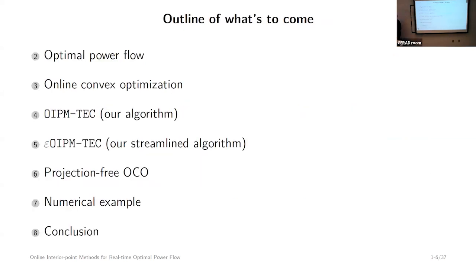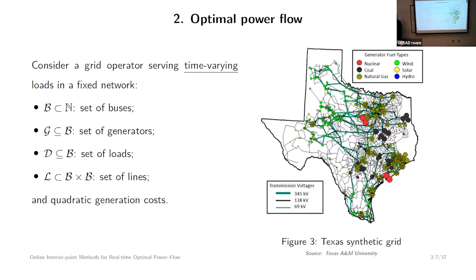The plan for what's coming: we'll define the OPF, the optimal power flow. I'll define the online convex optimization, and then we'll get to our algorithm, a streamlined version of it to get even faster. And finally, I'll talk about why I'm kind of hammering the fact that I love that it is not projection based. I'll reconnect this with the OPF to better illustrate my point, and then we'll have a numerical example and some concluding remarks.